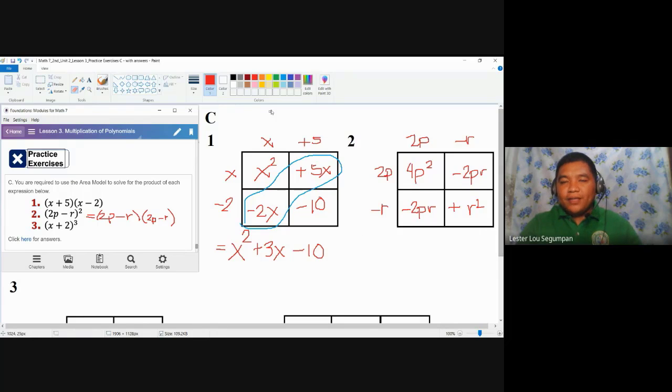So now that you have completed your grids, as you can see again, in this diagonal area, not all the time, but most of the time, you can combine the two. You have PR, same coefficients, we can combine them. And then you copy whatever terms have no partners. So you have 4p squared, negative 2 minus 2.